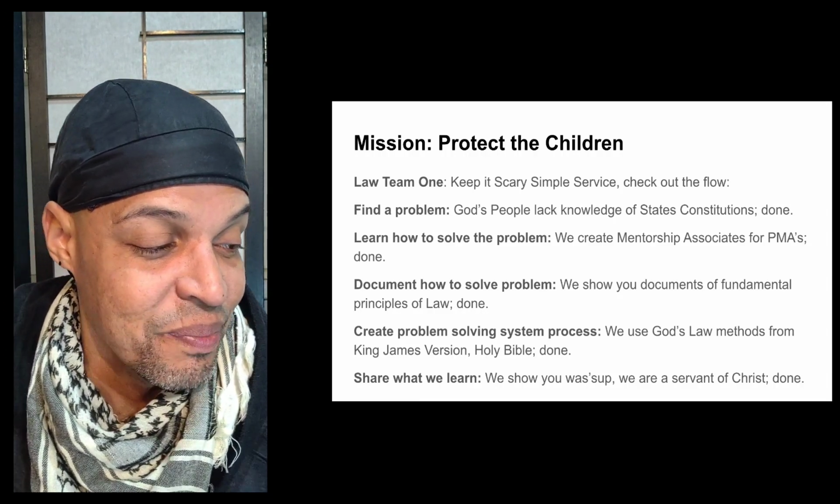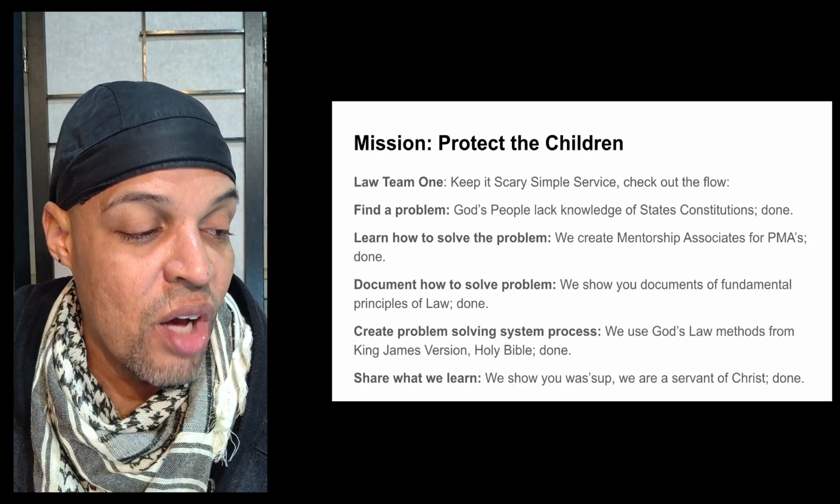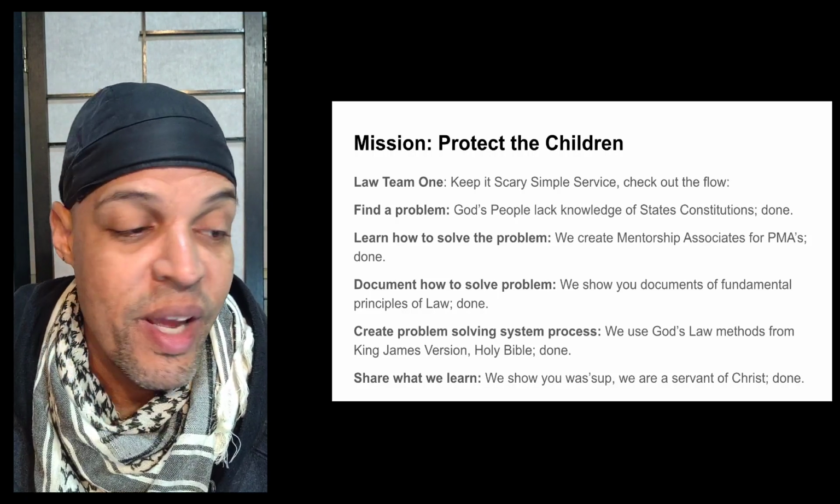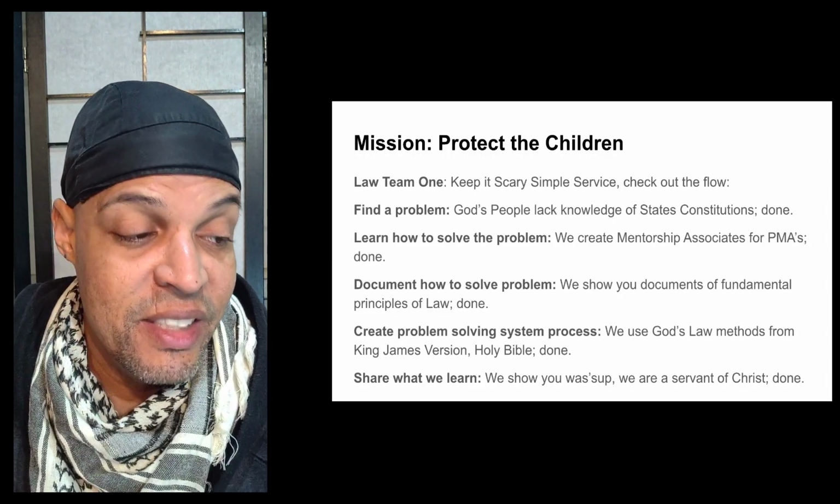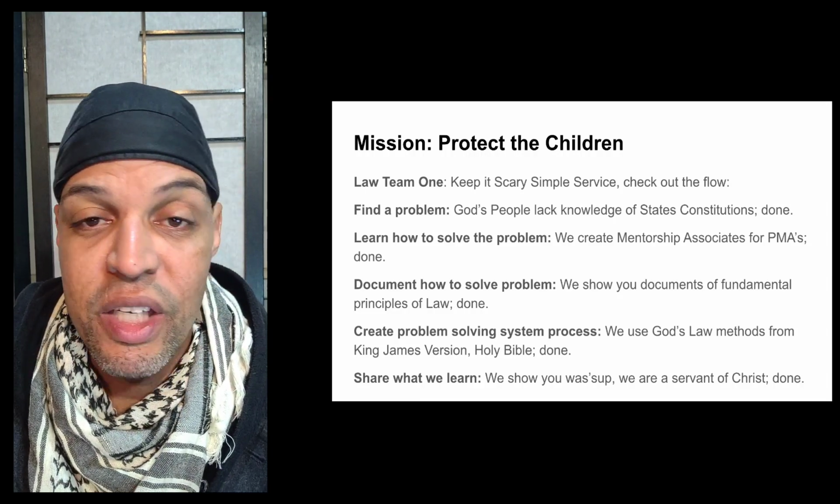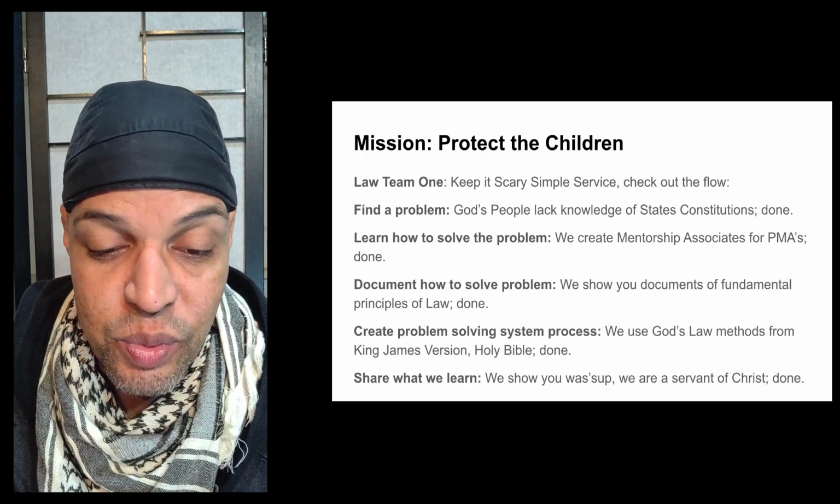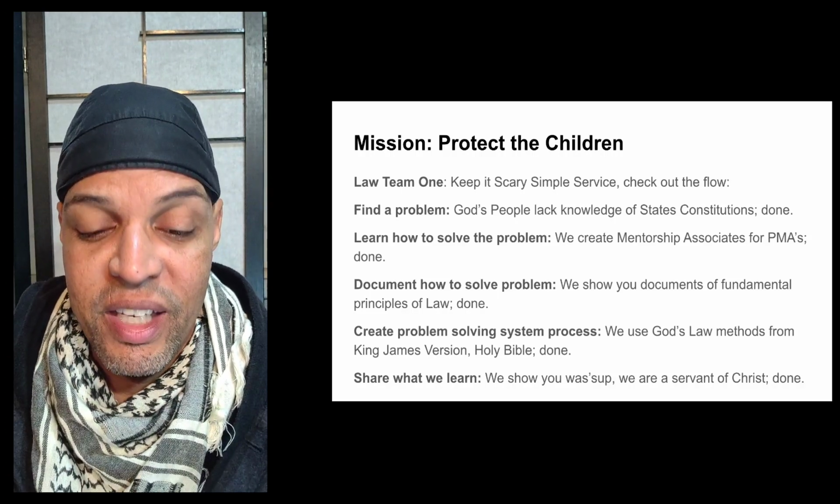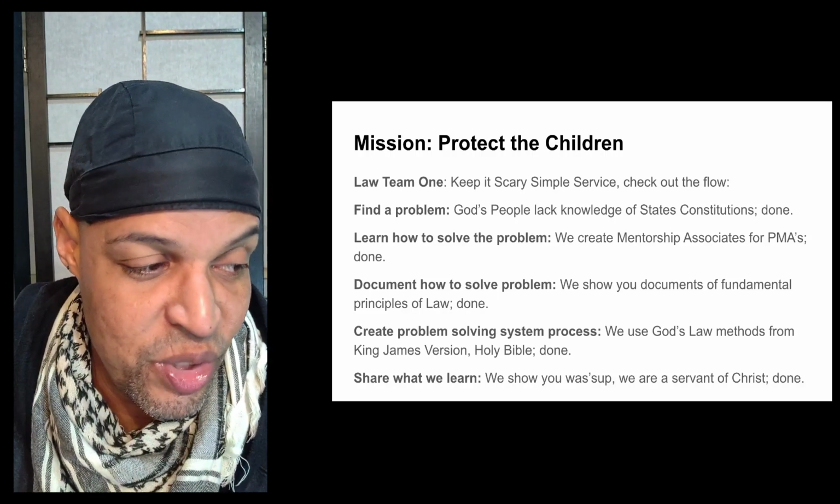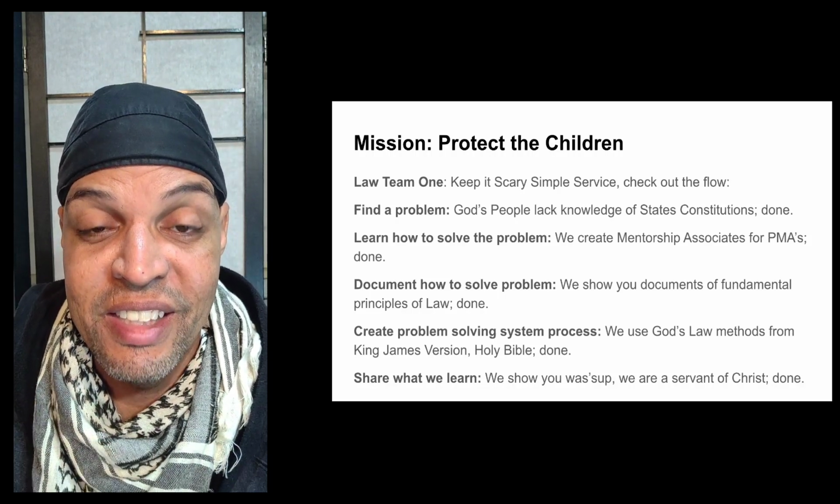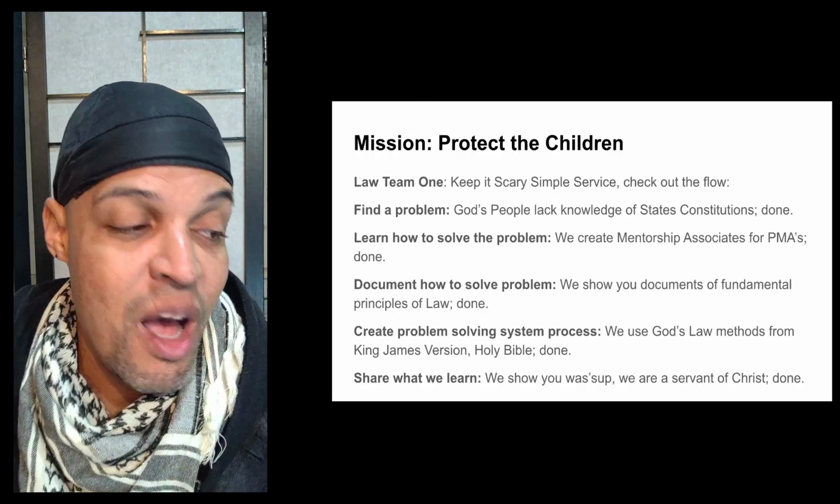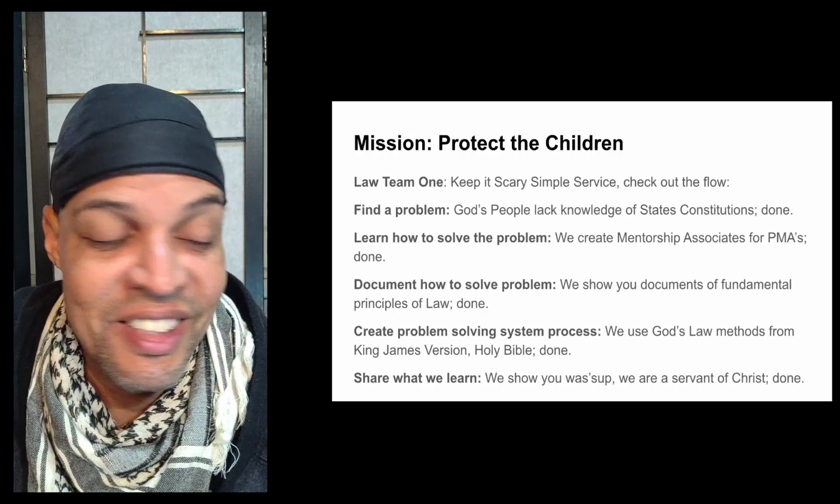All right, let's keep it going. Learn how to solve the problem, okay? We create mentorship associates for PMAs. Done, man. So that's why we're looking for the people out there, right? Because we wish for them to associate. Because once you associate and once you unite, then you're going to learn how to solve problems, because you're going to get to assemble and come together and consult for the common good, man. It's all in the Constitution, okay?